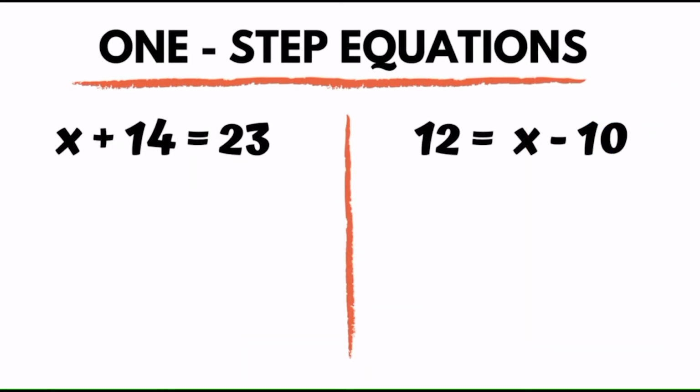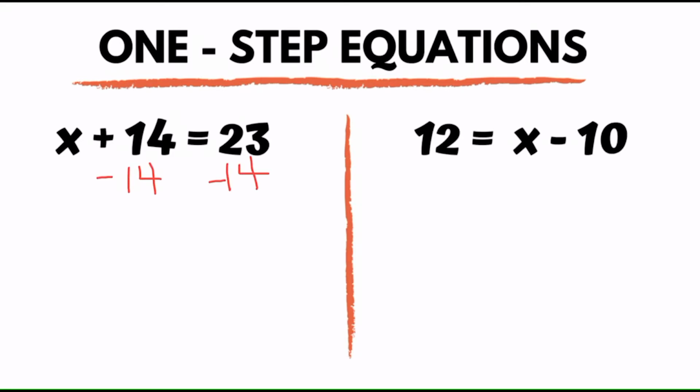We're going to look at some one-step equations that require you to either add or subtract using inverse operations. So the first example is x plus 14 equals 23. In order to get x by itself, this time I'm going to have to work with the positive 14. And I'm going to use inverse operations, and I'm going to subtract 14 from both sides.